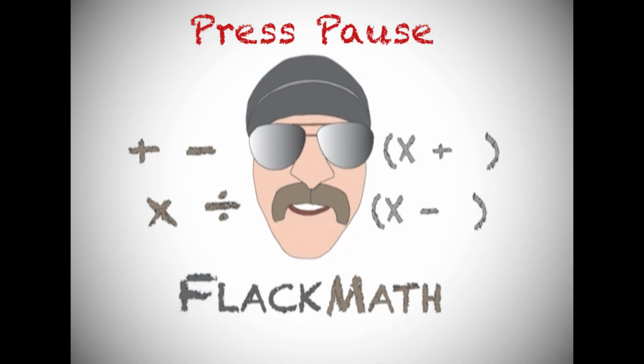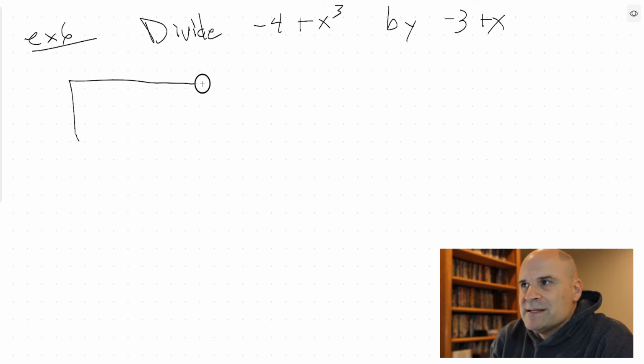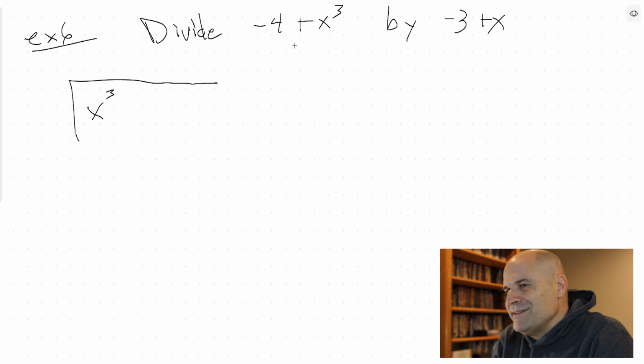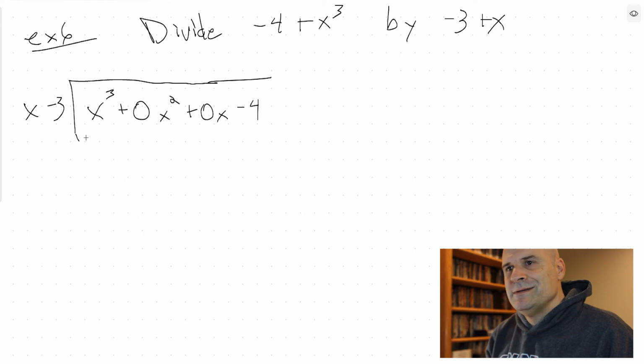So press pause. Okay, so let's set it up. What goes on the inside of the box? X cubed, and then we have to fill in all the blanks all the way down to -4. It's plus 0x squared plus 0x minus 4. All divided by x minus 3. Okay, speed round. Just take away an x squared. Now you're gonna multiply, so you're gonna distribute the x squared to both of those. X cubed minus 3x squared.